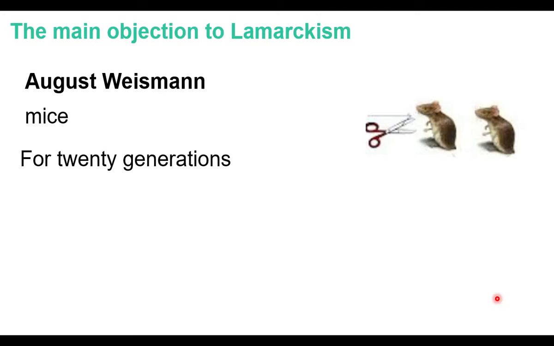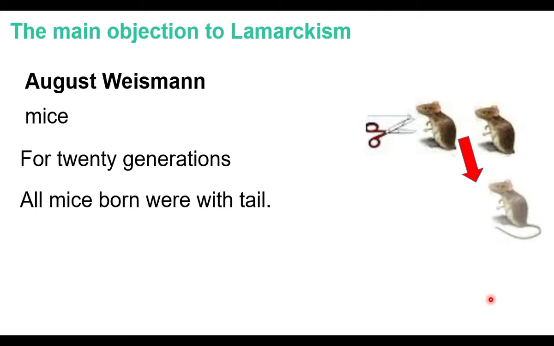Every generation he cut the tail, but at the end of breeding, all the mice born were with tail. No tailless mice was born. Even at the end of the 20th generation, the mice born were with tail. So he disproved the inheritance of acquired characters and proposed a new theory, that is germplasm theory.